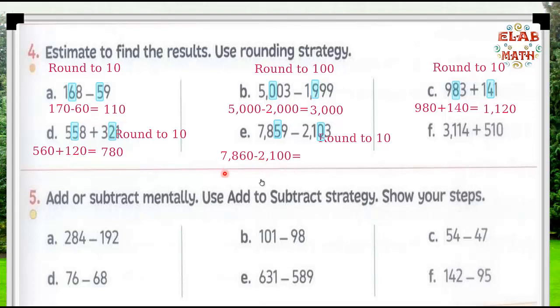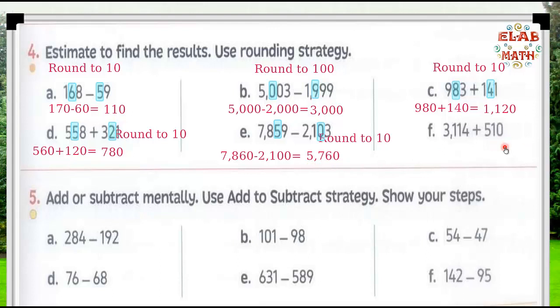100. Now we can make subtraction. 60 minus 0 equals 60. 8 minus 1 equals 7. And 7 minus 2 is 5. So the difference is 5,760.